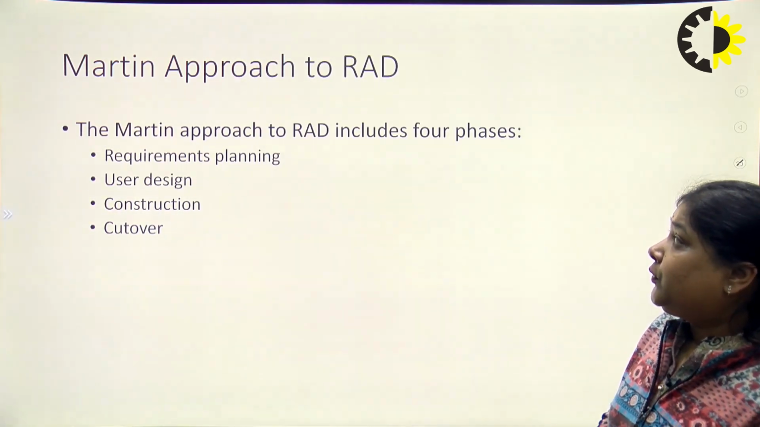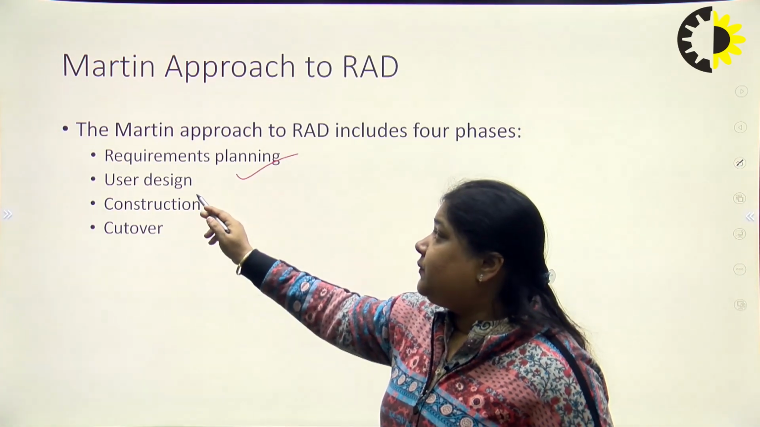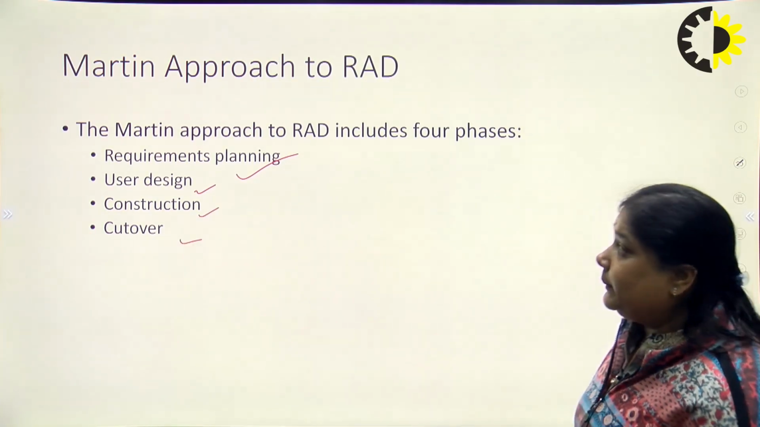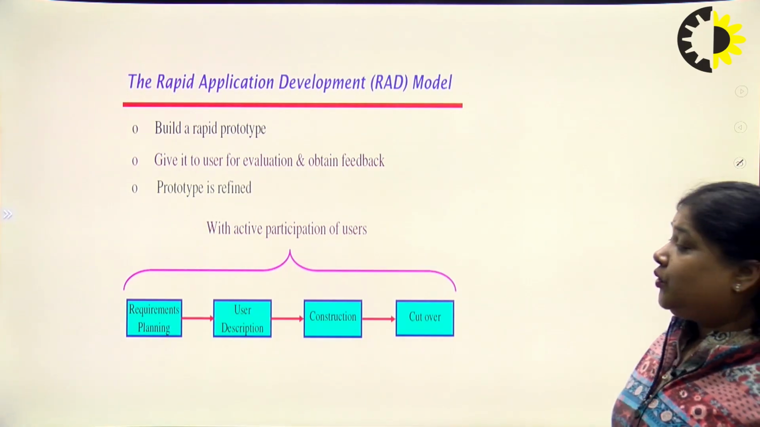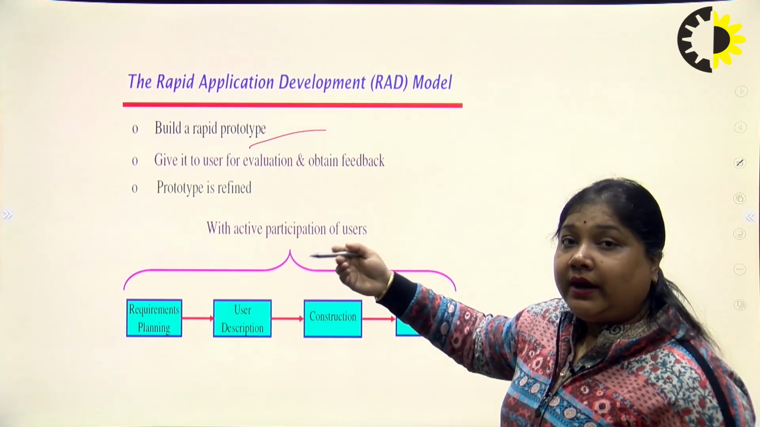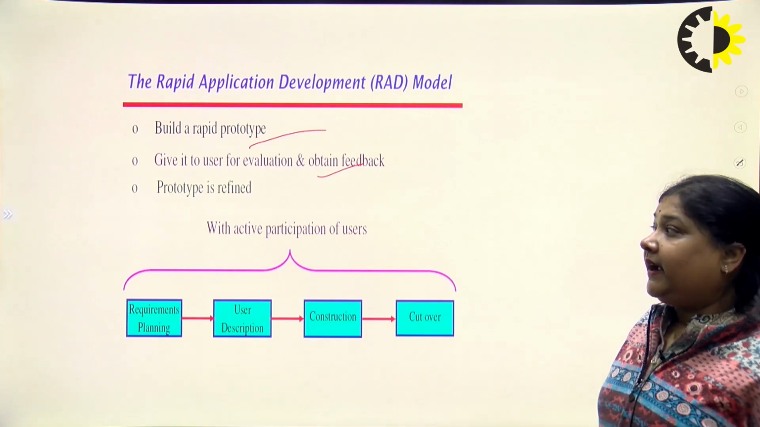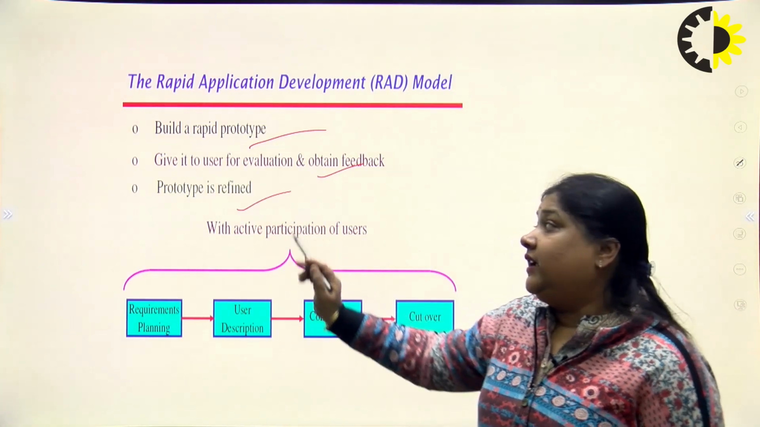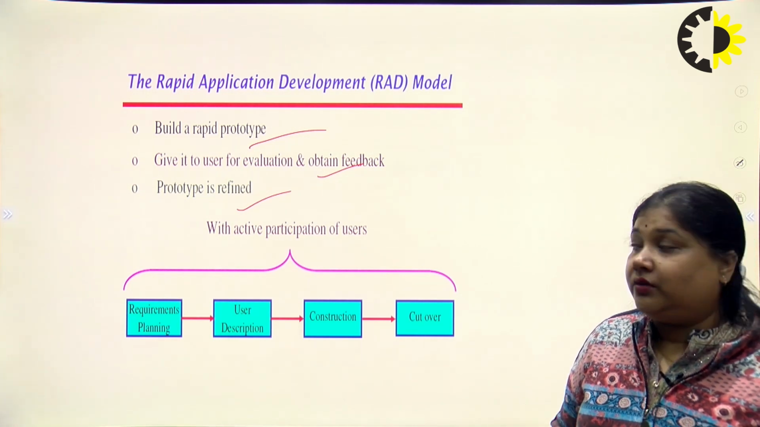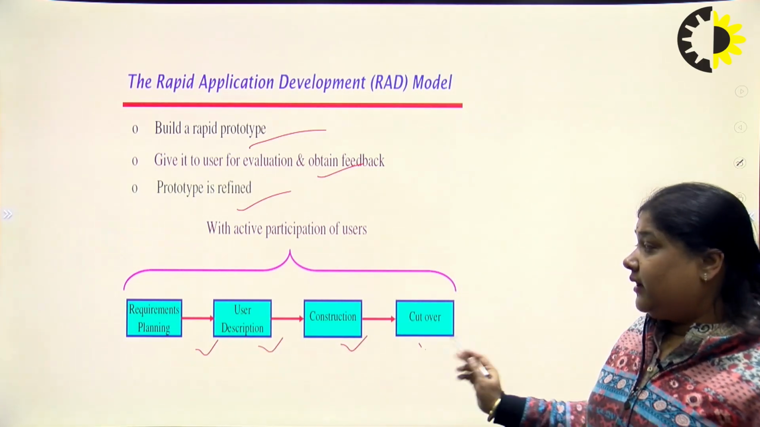The Martin approach to RAD includes 4 phases. These 4 phases are required in Martin's approach: requirement planning, user design, construction and cutover. So, this is the model. Build a rapid prototype: first of all, build a prototype according to the user requirements or client needs. Give it to a user for evaluation and obtain feedback. The prototype is refined, and this can be achieved only with the active participation of the end user or the client.